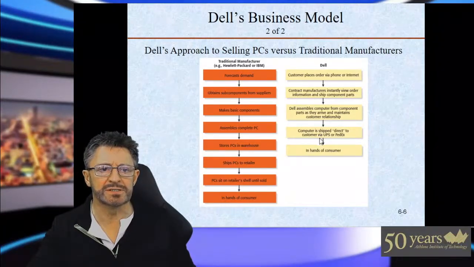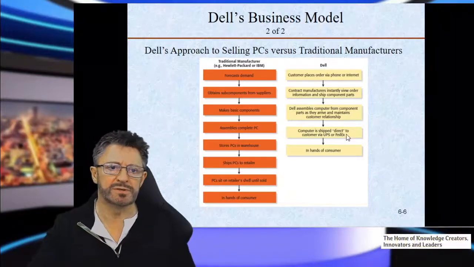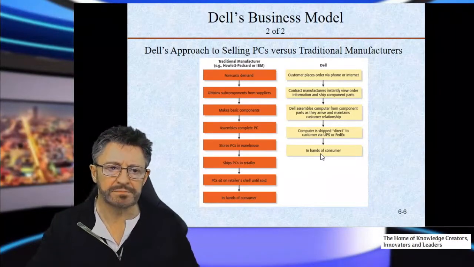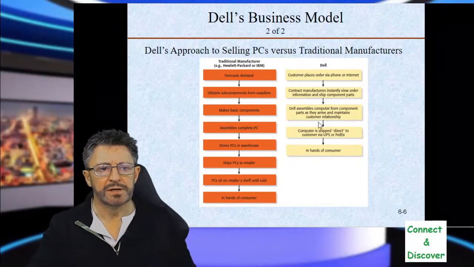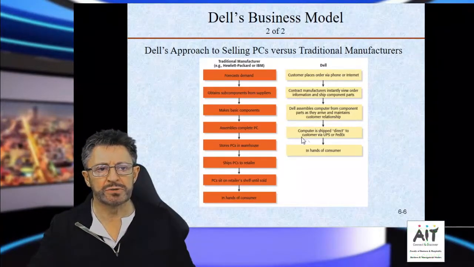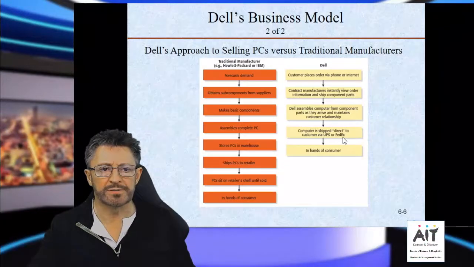They assemble the PCs and they ship them direct to the consumer. See this point up here? Computer is shipped direct to customer via UPS or FedEx.